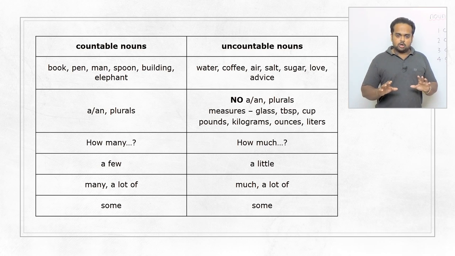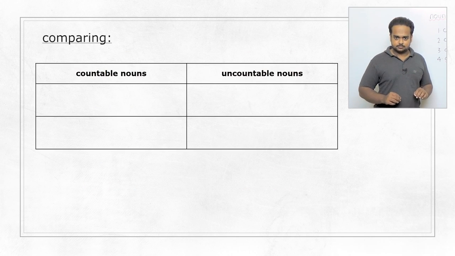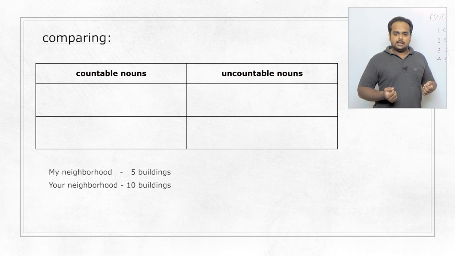Now I want to tell you about an area where a lot of students make mistakes, so pay close attention. And this is when we want to make comparisons. We're going to take a couple of examples. Let's say that in my neighborhood, that is in the place where I live, there are 5 buildings. In your neighborhood, there are 10 buildings. So we can say that there are more buildings in your neighborhood. Just keep that in mind.